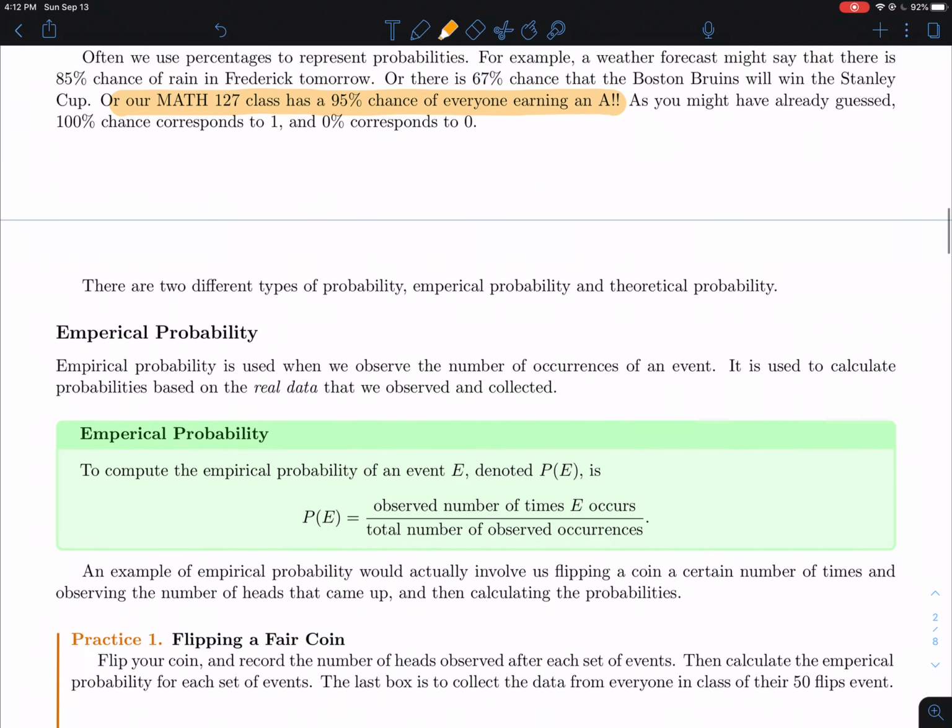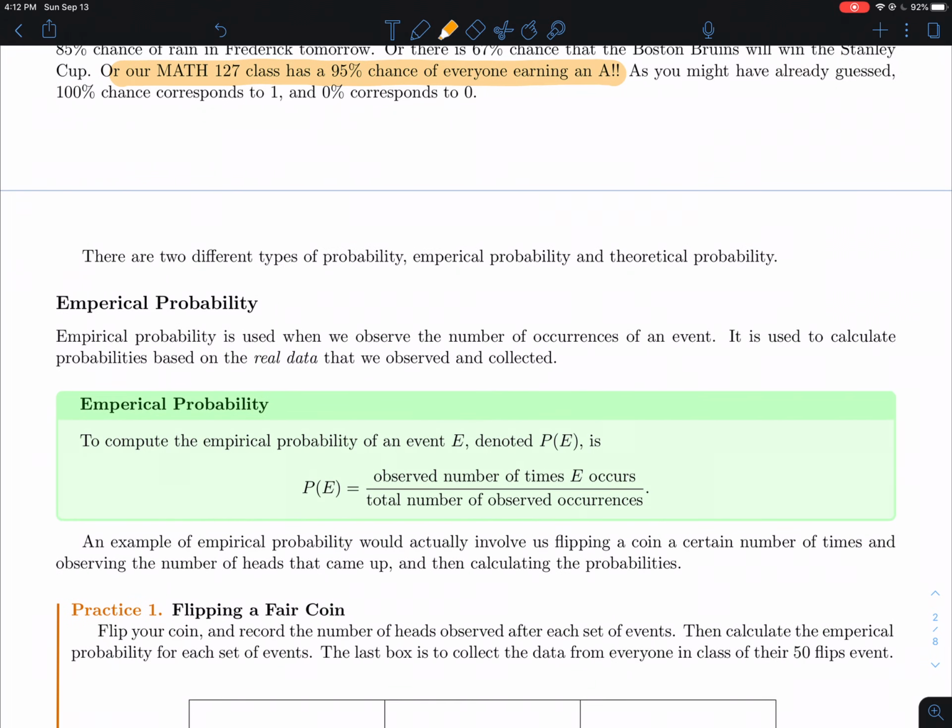All right. So next what we want to talk about are the 2 different types of probabilities.